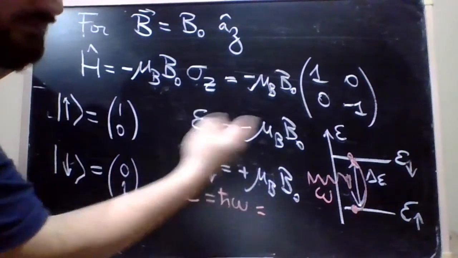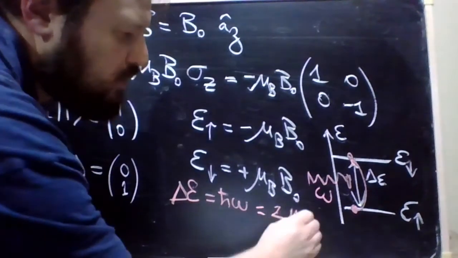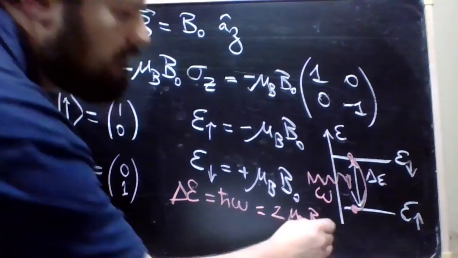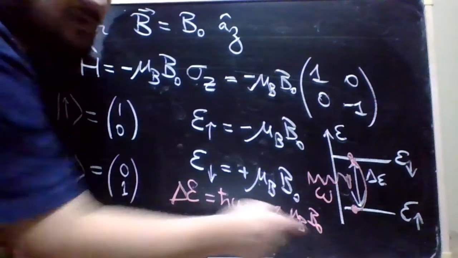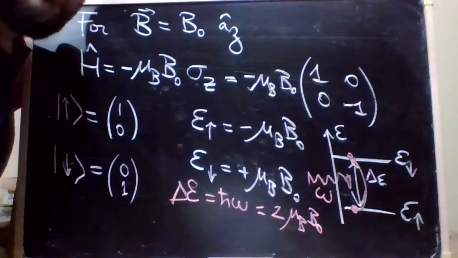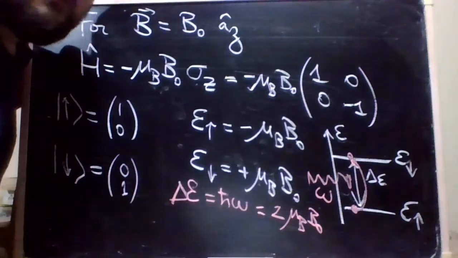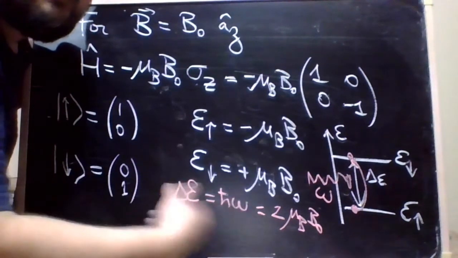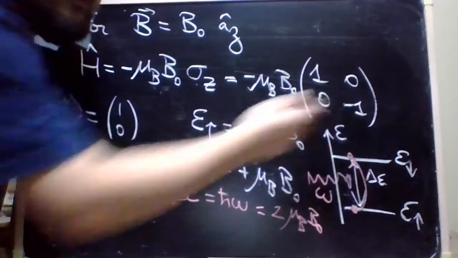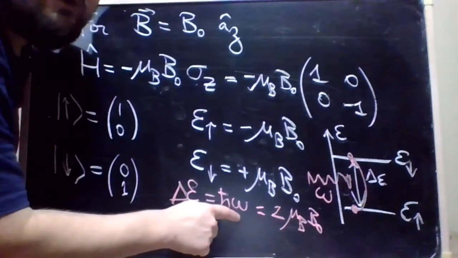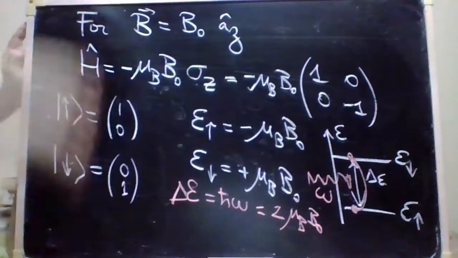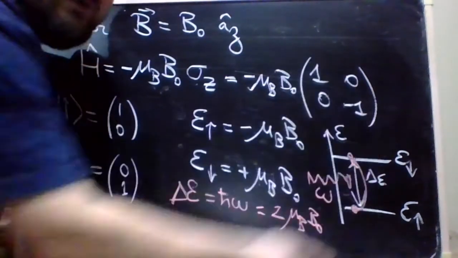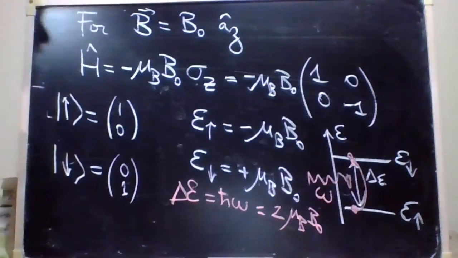So it's easy to see that's twice a constant, which is a property of the particle, multiplying the magnetic field. So the higher the magnetic field, the higher the separation of the levels, and the higher the frequency you need for the photon to promote electrons or positrons to the excited state.